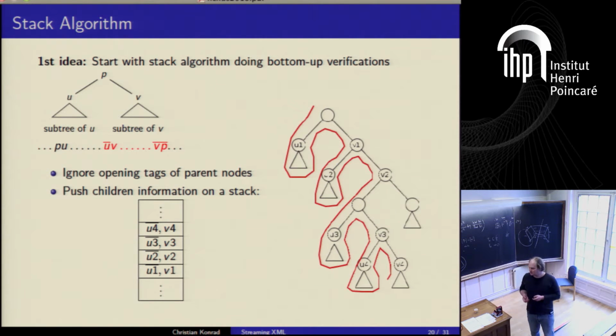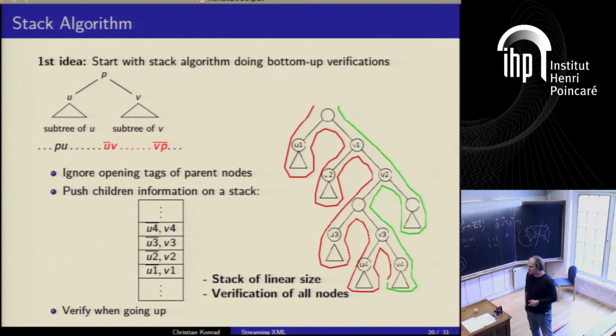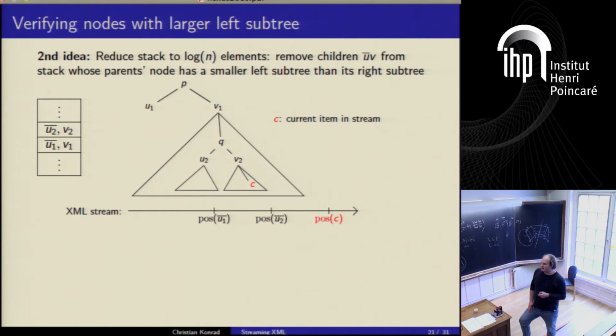Well, if we do that, we would potentially need a very large stack, because it could be that the tree is very, very deep, of course. But what we will do is, we just verify when we go up. So when we go up, we remove these elements from the stack. This algorithm is good because it verifies all nodes, but of course the stack is large. So what we do is essentially remove some elements from the stack so that the stack won't grow too much. That will be the main idea. So we will reduce the stack to log n elements, and we do it as follows.